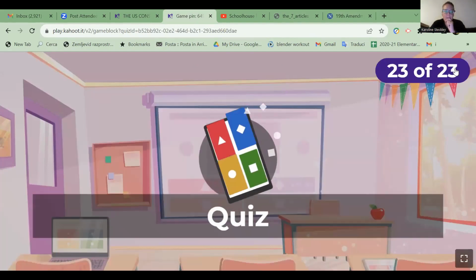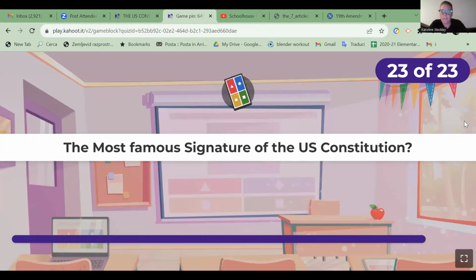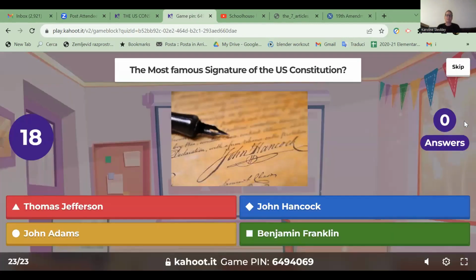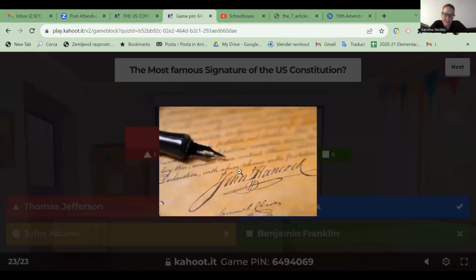Okay, here we go. Quiz. The most famous signature of the U.S. Constitution, was it Thomas Jefferson, John Adams, John Hancock, or Benjamin Franklin? Good for you. Did you see? I put the picture there. This is the most famous one. Stop bothering me. What's up?